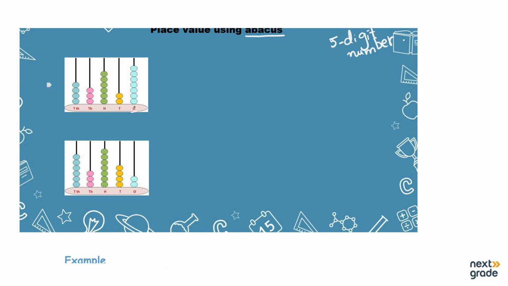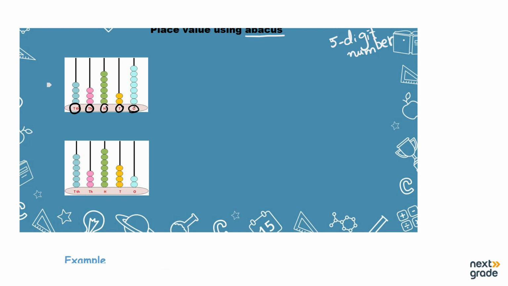Okay, so the first digit always indicates the ones place, the second digit indicates tens, then comes hundreds, then thousands, and then comes 10,000, right? We have already studied that. Now in this video, we are going to find the number by counting the abacus beads. All right, so let's start with the number one.